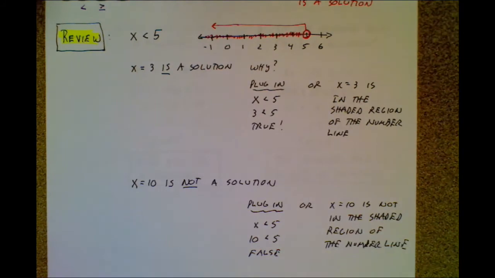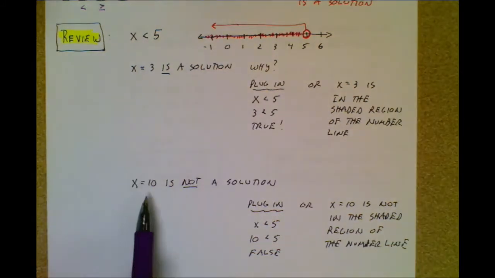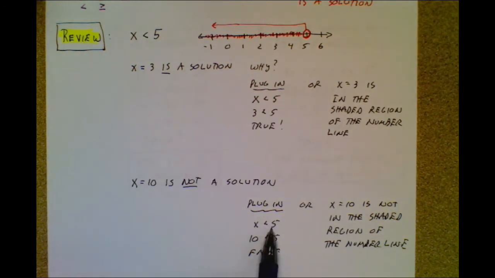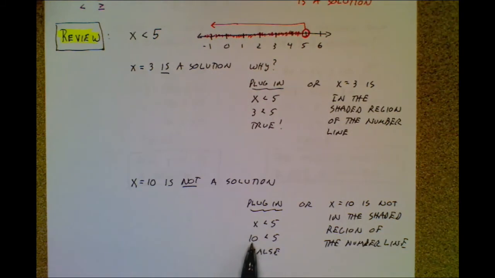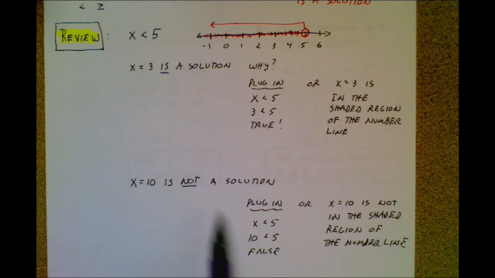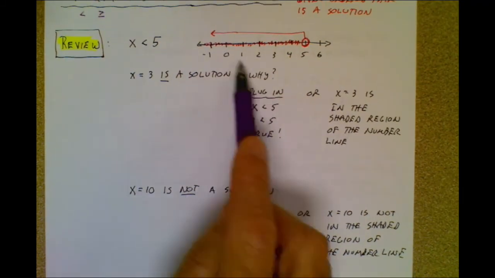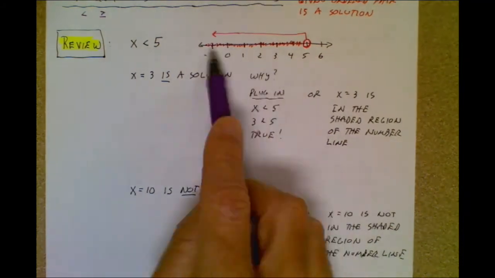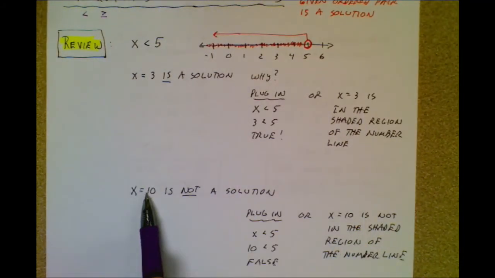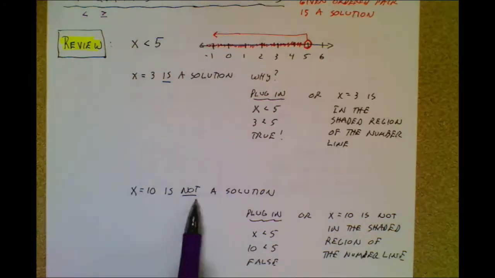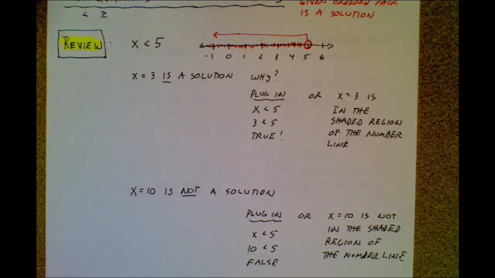And of course, we could have picked a number instead of 3 that is not a solution. X equals 10 is not a solution. I can do it by plugging into the inequality. X less than 5, plug in the 10. Is 10 less than 5? Heck no. If I say false, then it's not a solution. Or the other thing would be just literally look at your shaded region. Does your shaded region include positive 10? It does not. So then you would also conclude not a solution.